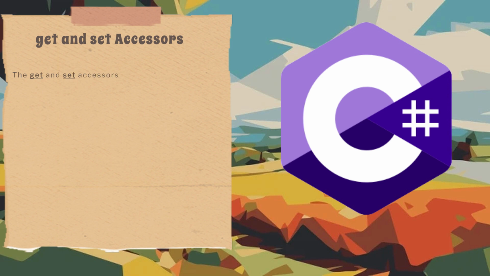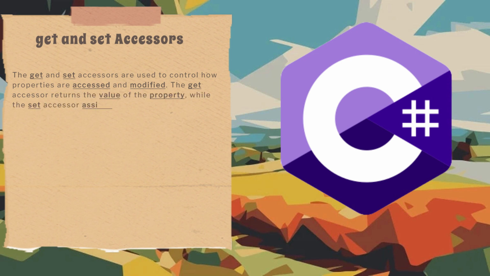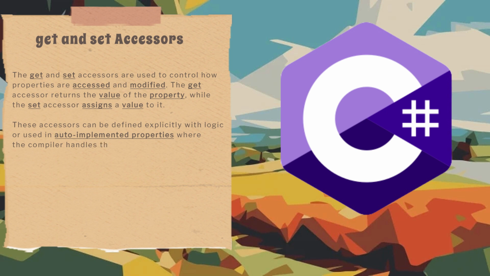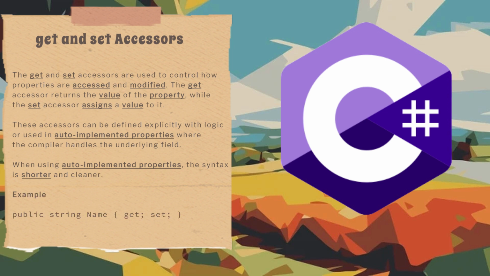The get and set accessors are used to control how properties are accessed and modified. The get accessor returns the value of the property, while the set accessor assigns a value to it. These accessors can be defined explicitly with logic or used in auto-implemented properties where the compiler handles the underlying field. When using auto-implemented properties, the syntax is shorter and cleaner.